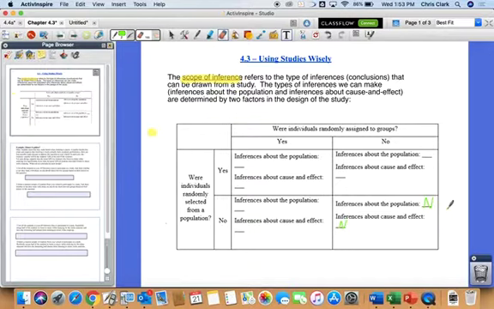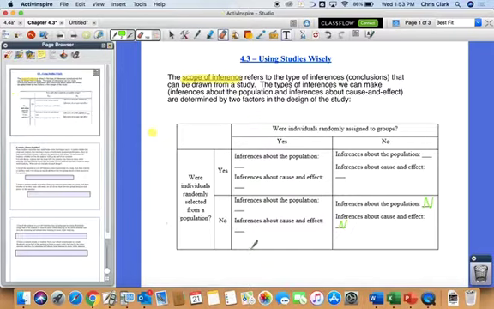That is a bad study design. We never want to be in that box. That box is bad. All right, so what if I answer no to the population question, but yes to the randomly assigned question? That would be in this box down here.